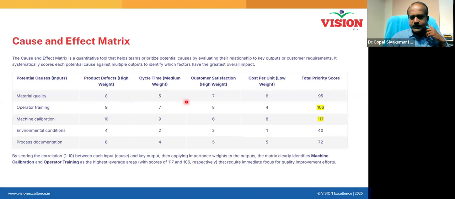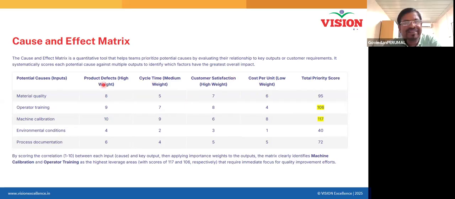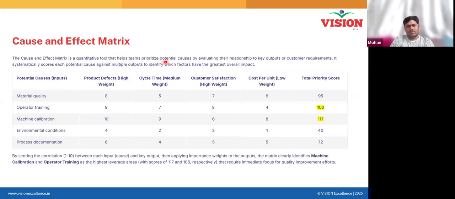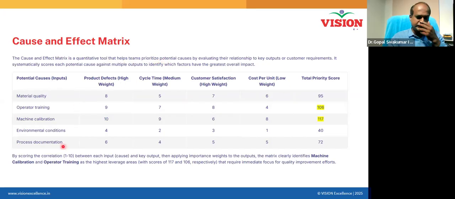And based on that, the rating was given. Sorry, one minute, material quality. Yeah, the causes are here, and these are the criteria. These are the causes. Now, whether material quality can be a root cause or not. The material quality is related to product defects, cycle time, customer satisfaction, cost per unit. Some ratings are given. And the total priority score.